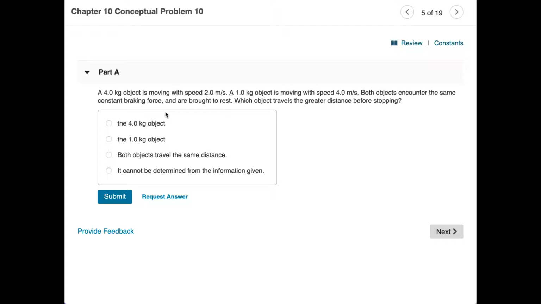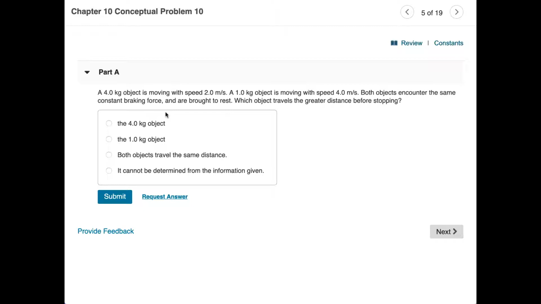These two objects have different kinetic energies. We can tell which one has more because, well, do they? Do they actually? So it's 1/2 of 4 times 2 squared, is 2 times 4, is 8. And the second one is 1 kilogram times 4 squared, is 16. So it's, well, half of 16 is 8. So they both have the same kinetic energy.